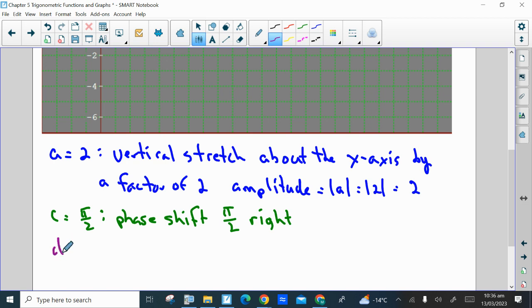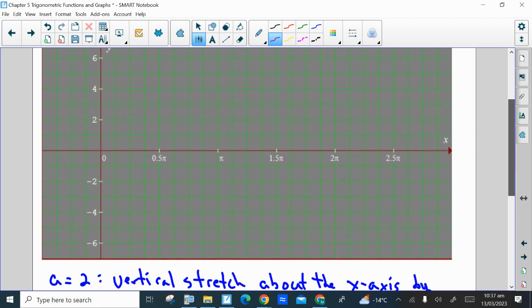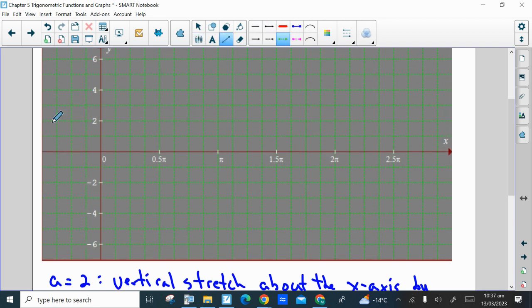And finally, we have a D value of positive 2, which means we have a vertical displacement of 2 units up, which remember tells us where our horizontal midline is. It'll be at plus 2 in this case. The D value tells you where that horizontal midline is. Normally, our base graph, which we'll start by drawing first, has the horizontal midline on the x-axis, where y is 0.